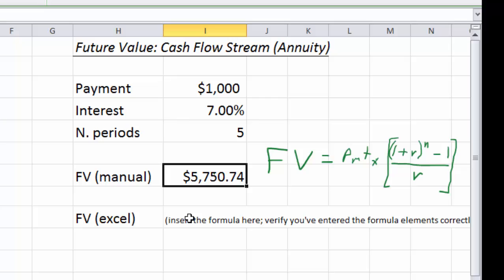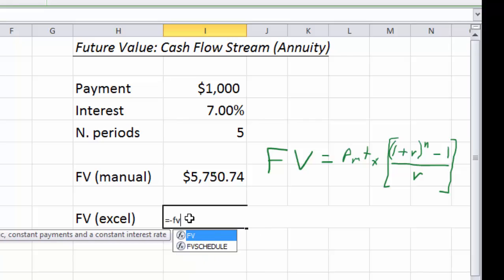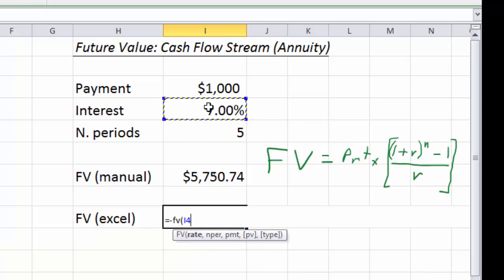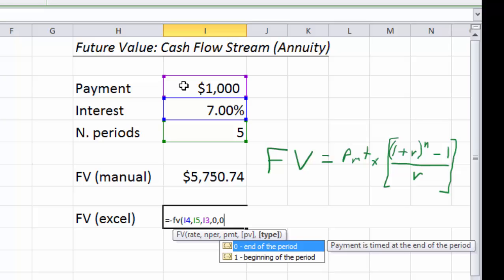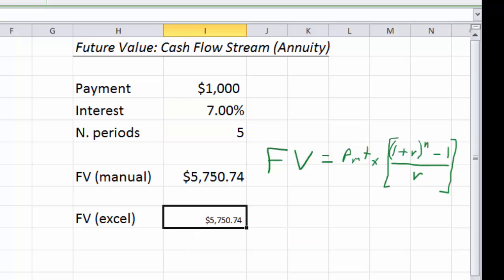But we can also use Excel to do it for us. Okay, that's kind of complex and it's hard to make sure you get that right. Well, let's just use Excel. We're going to insert the Excel formula, equals minus future value rate right there, 7%, cell I4, number of periods right there, 5, cell I5. Payment, now we've got a payment, $1,000 each year. We enter that I3. We don't have a present value. We're starting with nothing, so that's 0. And we're end of period ordinary annuity, so that's 0, close parentheses, and lo and behold, we match.